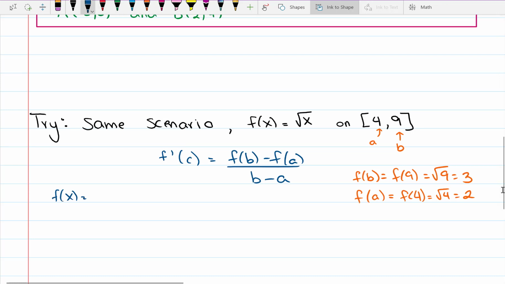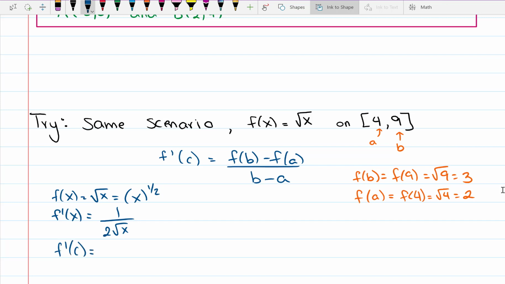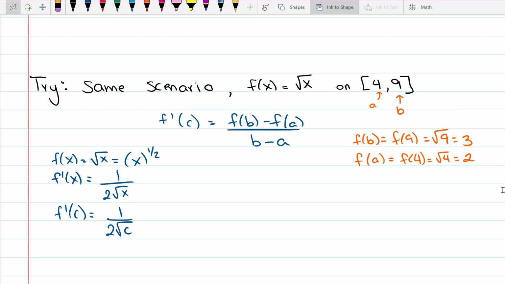If f of x is equal to the square root of x, then f prime of x is equal to, and I'm going to rewrite this as x to the 1/2, 1 over 2 square root of x, or 1/2 times x to the power of negative 1/2. So I want to find f prime of c, which is 1 over 2 the square root of c. Now you don't really have to plug in the c. You could just leave it as x. I prefer to leave it as c and then plug that back in to find the derivative at the point because it tells me that I'm finding a numerical value. But if you don't want to do that, that's okay.